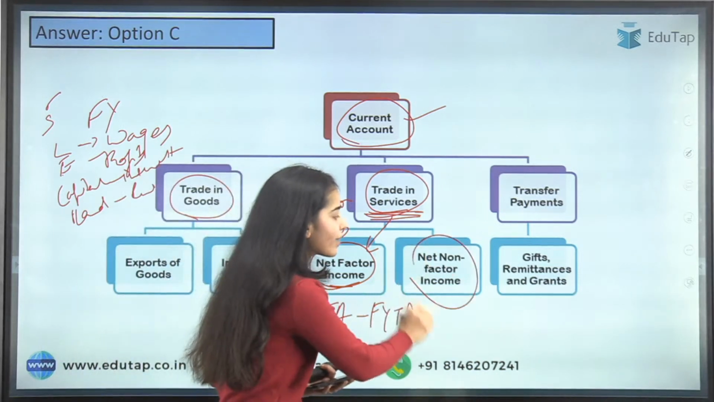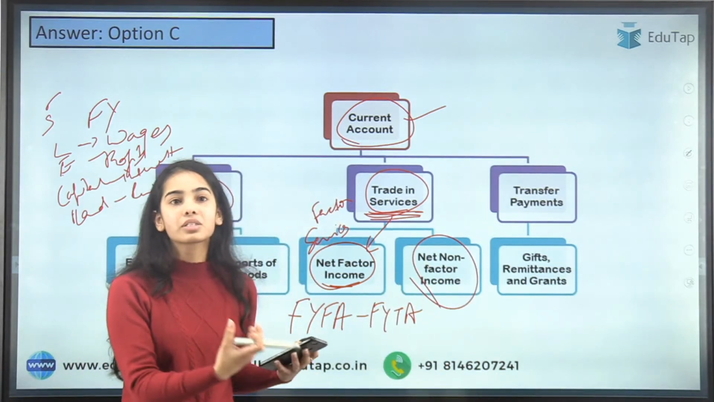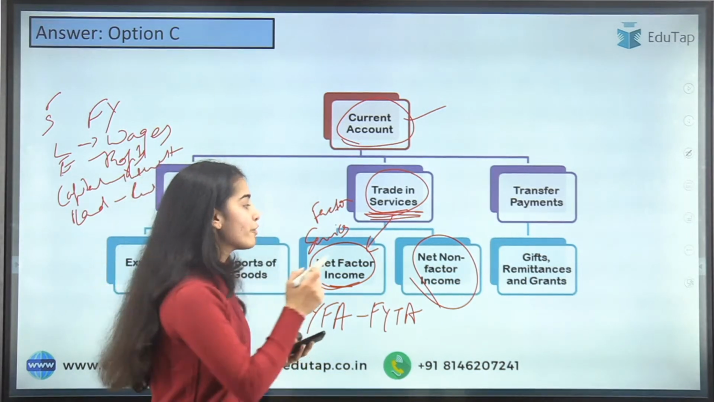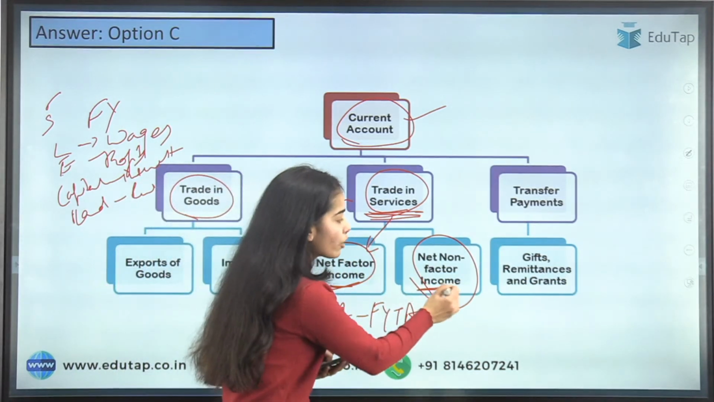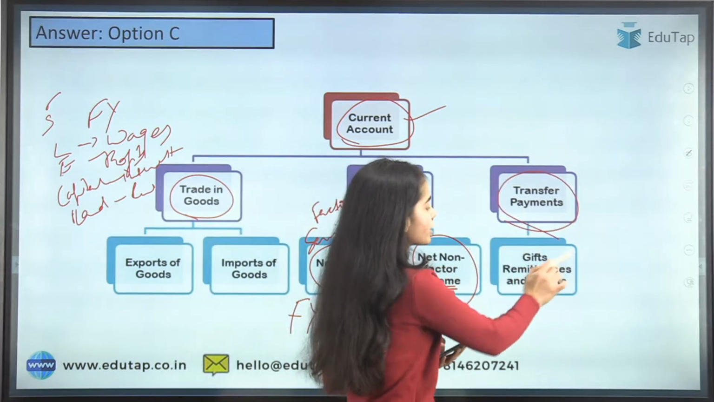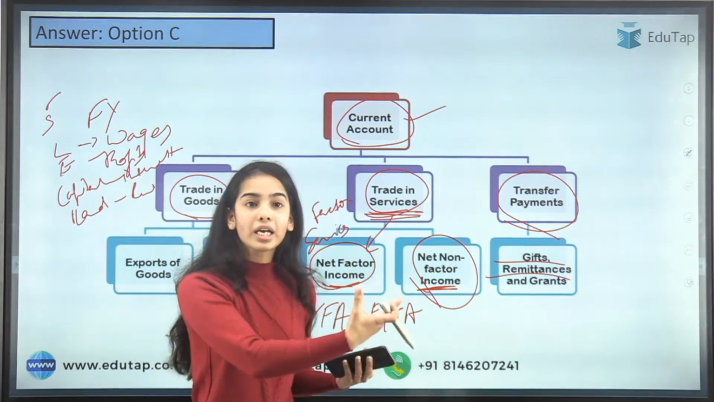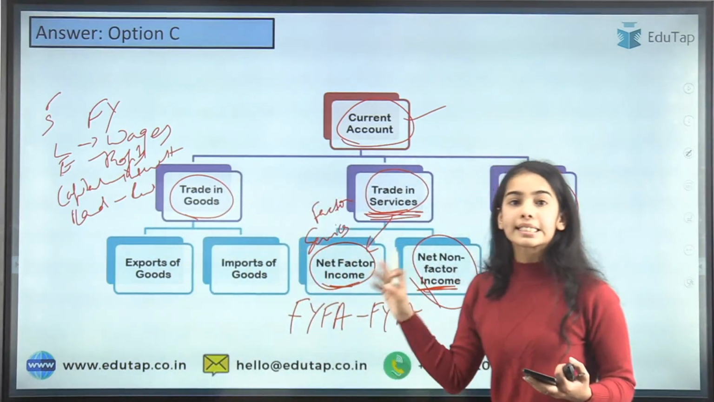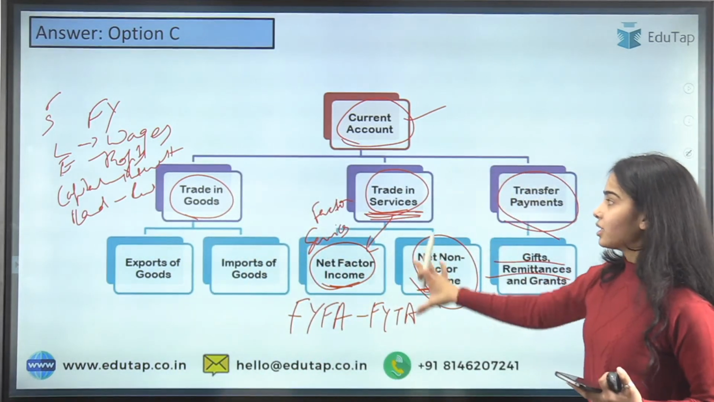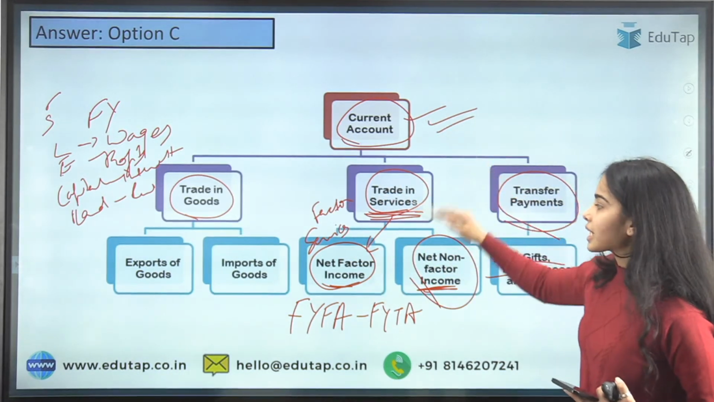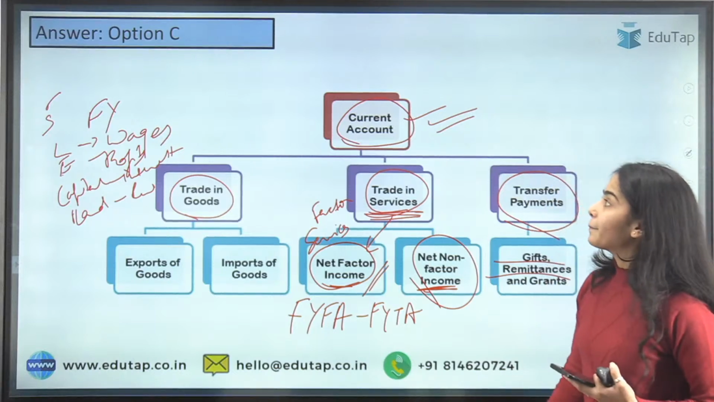And net non-factor income means the traveling services, the shipping services that we are providing, that doesn't come under the factor service, so it will come under the non-factor income. Then the transfer payments means the gifts, the remittances that we are getting from outside or we are giving outside, that is under the current account. Is this clear to the people, like how the profit and all is coming under the current account? Because it includes the net factor income.